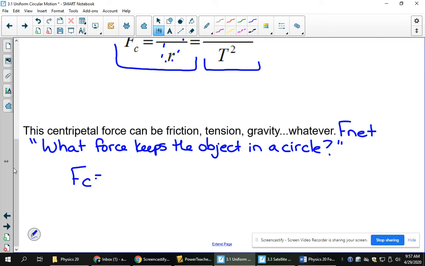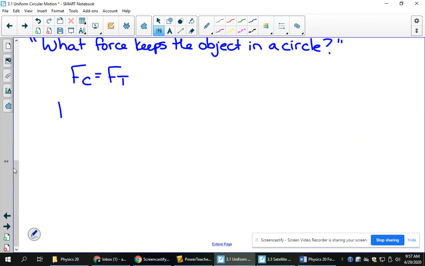It can be provided by, say, the force of tension in, let's say, a lanyard. If you have your keys on a lanyard and you're swinging them around, what force is keeping them in a circle? Well, it's the tension in your lanyard that's keeping the keys from flying out of the circle. That's what's supplying the centripetal force.